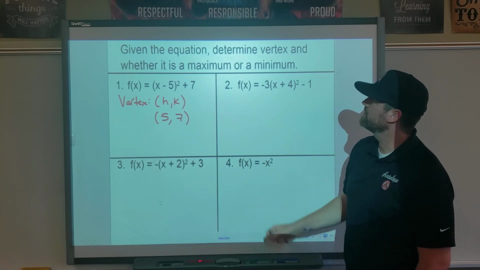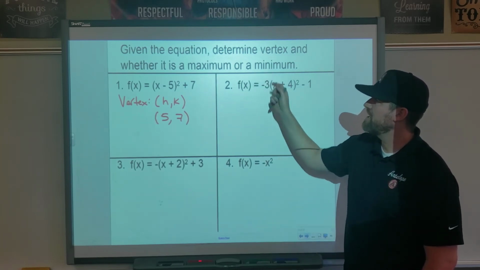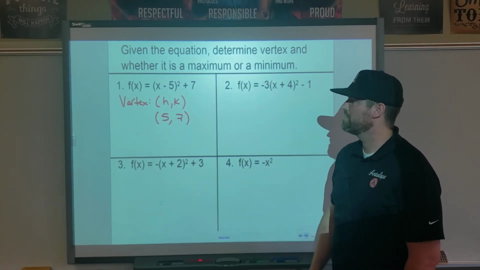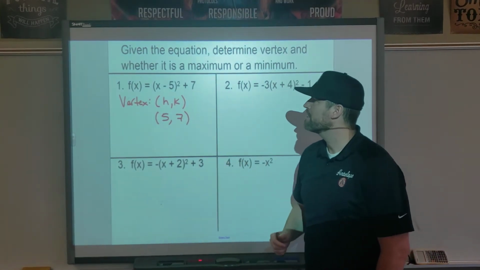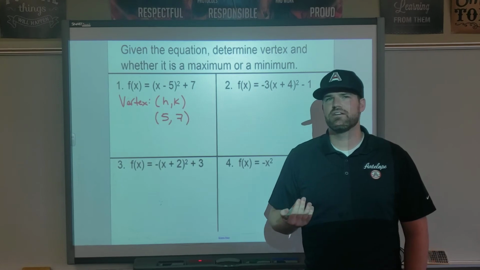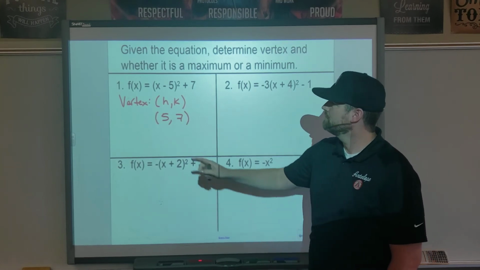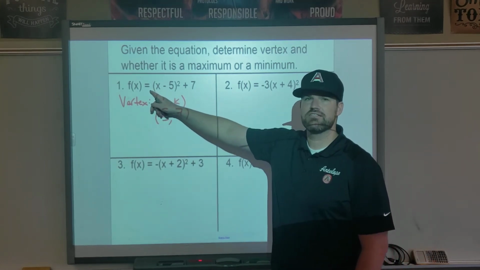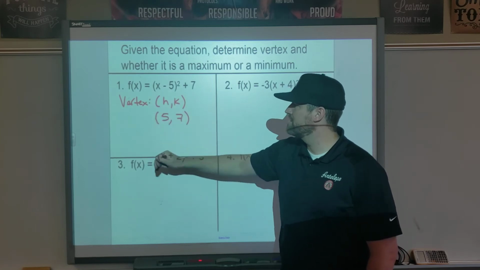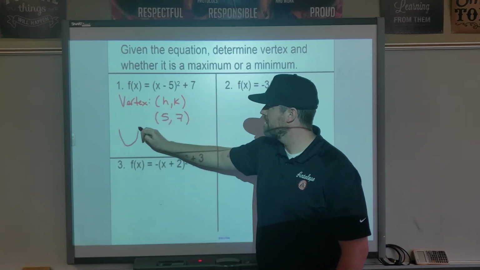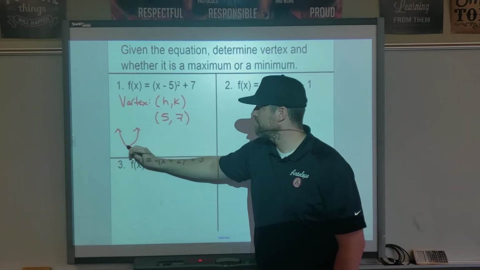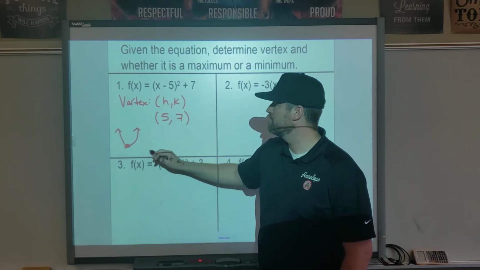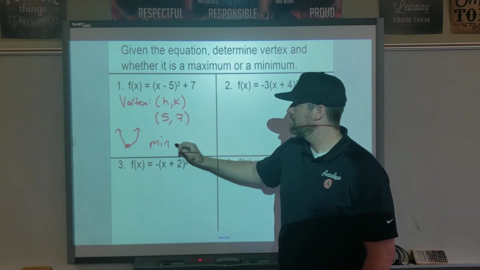The other thing I wanted to look at is whether or not the vertex is a maximum or a minimum, because we know the vertex will always be where our parabola changes direction. Well, how would I know if it's a max or a min? Well, what does the a value tell us? Because the a is positive, we know our graph opens up, which means this vertex of (5, 7) has to be a minimum.